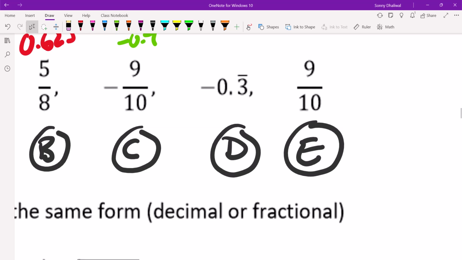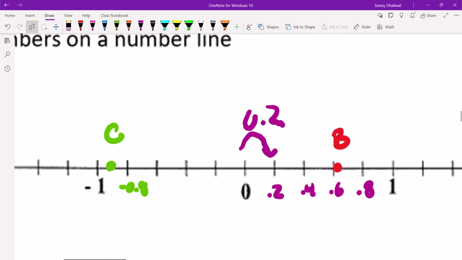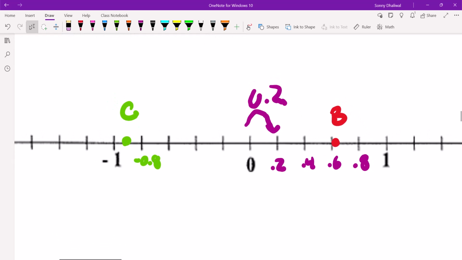Okay, D. We're at negative 0.3, 333 continuing. Where would D be? Halfway between negative 0.2 and negative 0.4. Here's negative 0.2, here's negative 0.4, and negative 0.3333 somewhere in the middle. So that goes somewhere around here. Oops, forgot the negative sign. That'd be D.